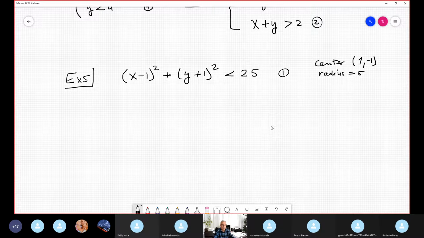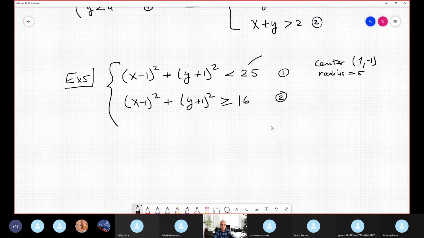And we have another circle, (x minus 1) squared plus (y plus 1) squared. Wow, it's the same center, but the radius is 4, since the right side is 16. So it basically is inside the circle with the radius 5, and this is outside another circle with the radius 4.